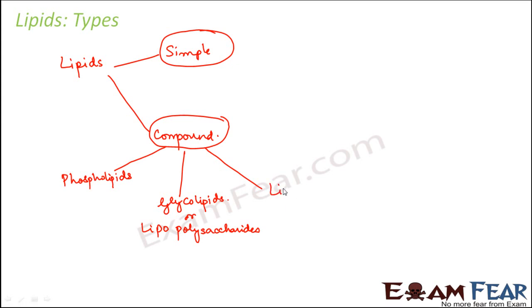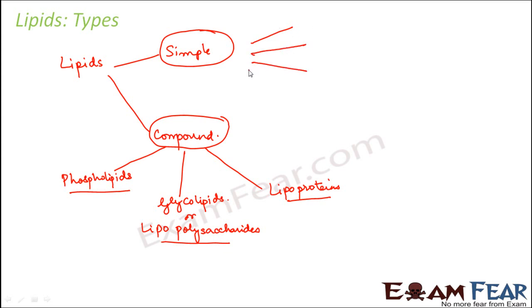There is another type called lipoproteins, that is protein group attached to the lipids. So phosphate with lipids, proteins with lipids, or polysaccharides with lipids, they all fall under the category of compound lipids. Whereas when we talk about simple lipids, they are all pure lipids. They do not have any non-lipid component as such.